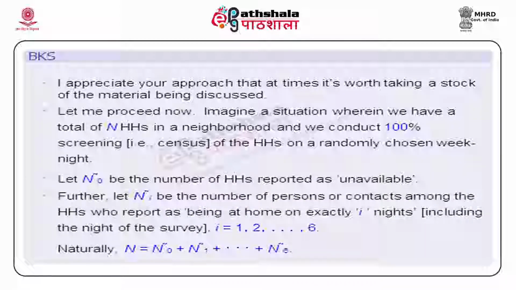Further, let Ni tilde be the number of persons or contacts among the households who report as being at home on exactly i nights, including the night of the survey. i equal to 1, 2, 3, 4, 5, 6. Okay? So the capital N, the total number, 1000 individuals, households in this neighborhood, that 1000 has a breakup. These are the stratified numbers, how many are present in exactly 1 night, exactly 2 nights, etc. up to 6, and that is the number which was unavailable today. Because they are unavailable today, I do not know their status on other days. Simply today they are not available.